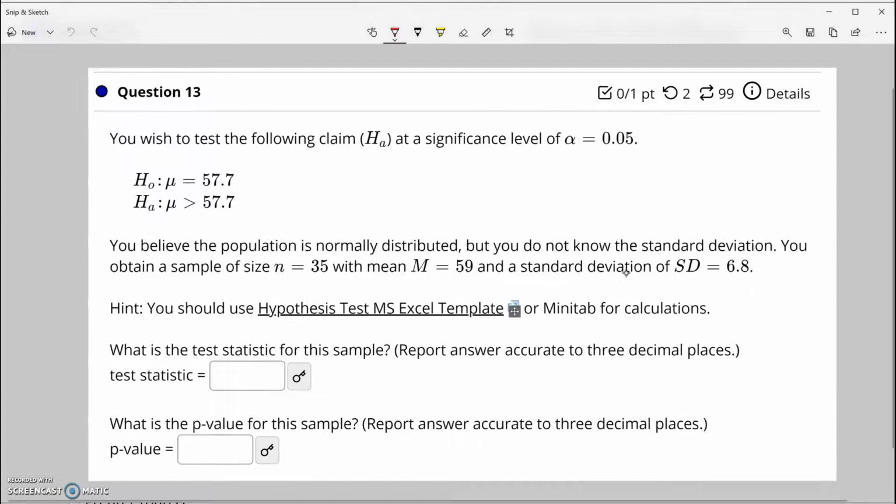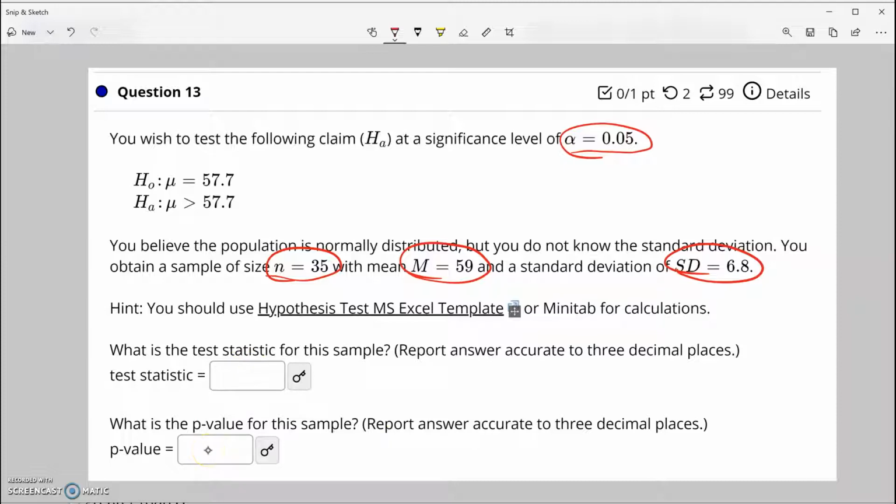I have my significance level. I have my sample size. I have my mean and my standard deviation. And here I already have my null and alternative hypothesis. So I'm good to go in this question. I just need to calculate the test statistic and the p-value, and I'm going to use technology to do that. As I did with the other questions, I'm going to give you 3 choices. I'm first going to start with the Excel template because that's the easiest. Then I'm going to go to Minitab. And then I'm going to go to step number 3, which is a website.